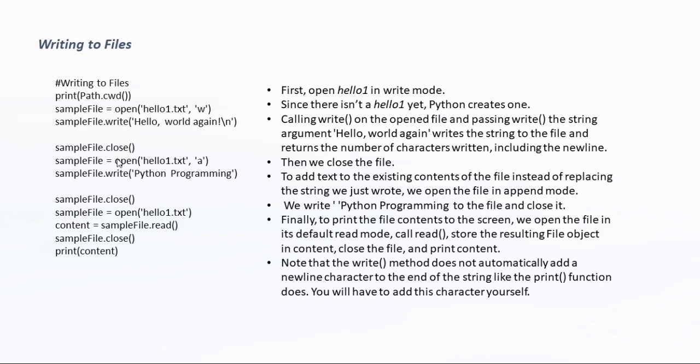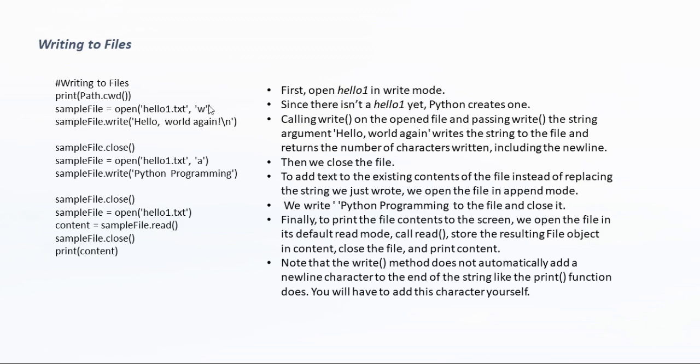Now one more file I want to open. Suppose I want to open the same file, hello1.txt. Already something is written into it, hello world again, and to that I want to write something else. I don't want to overwrite, I want to continue. That is why you have to keep the mode as A, which means append. So in the open function you have two modes, write mode and append mode.